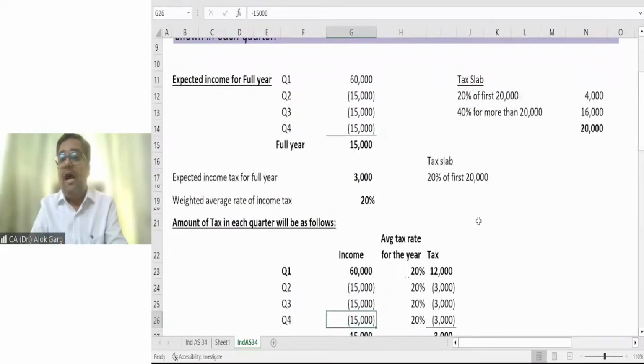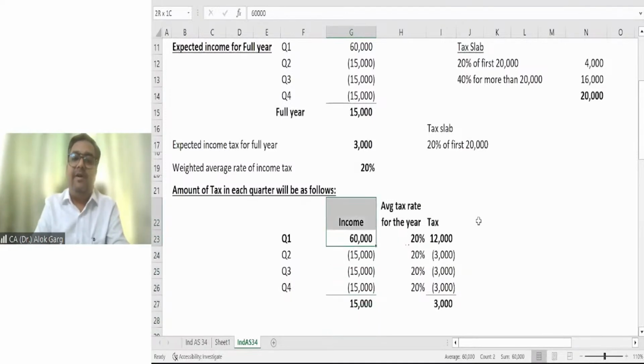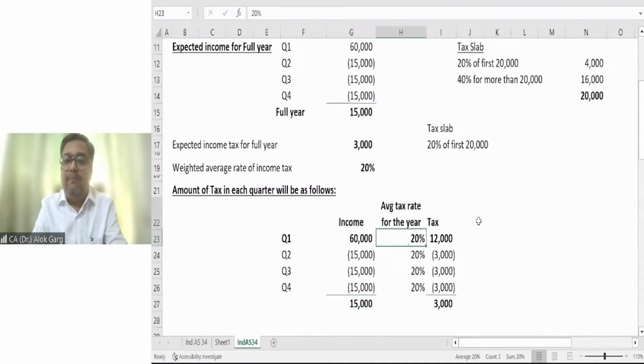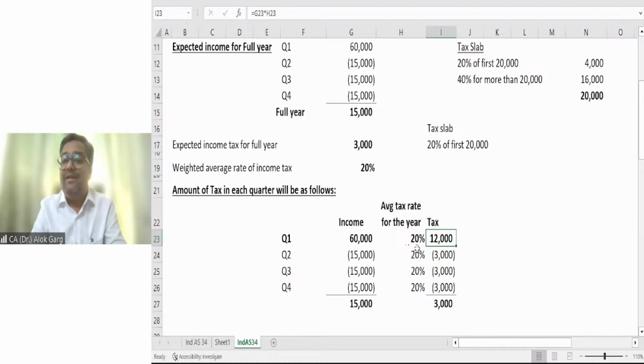So now how much provision do I need to make in every quarter? In the first quarter, I have earned an income of 60,000. I will apply the average tax rate for the full year. So 60,000 multiplied by 20%, 12,000 will be my tax provision. If this weighted average concept would not have been there, in that case, 20,000 rupees will be my tax provision. But since the concept is there in Ind AS 34, it says that you have to apply a weighted average annual income tax rate. So your tax provision will be 12,000 in the first quarter.